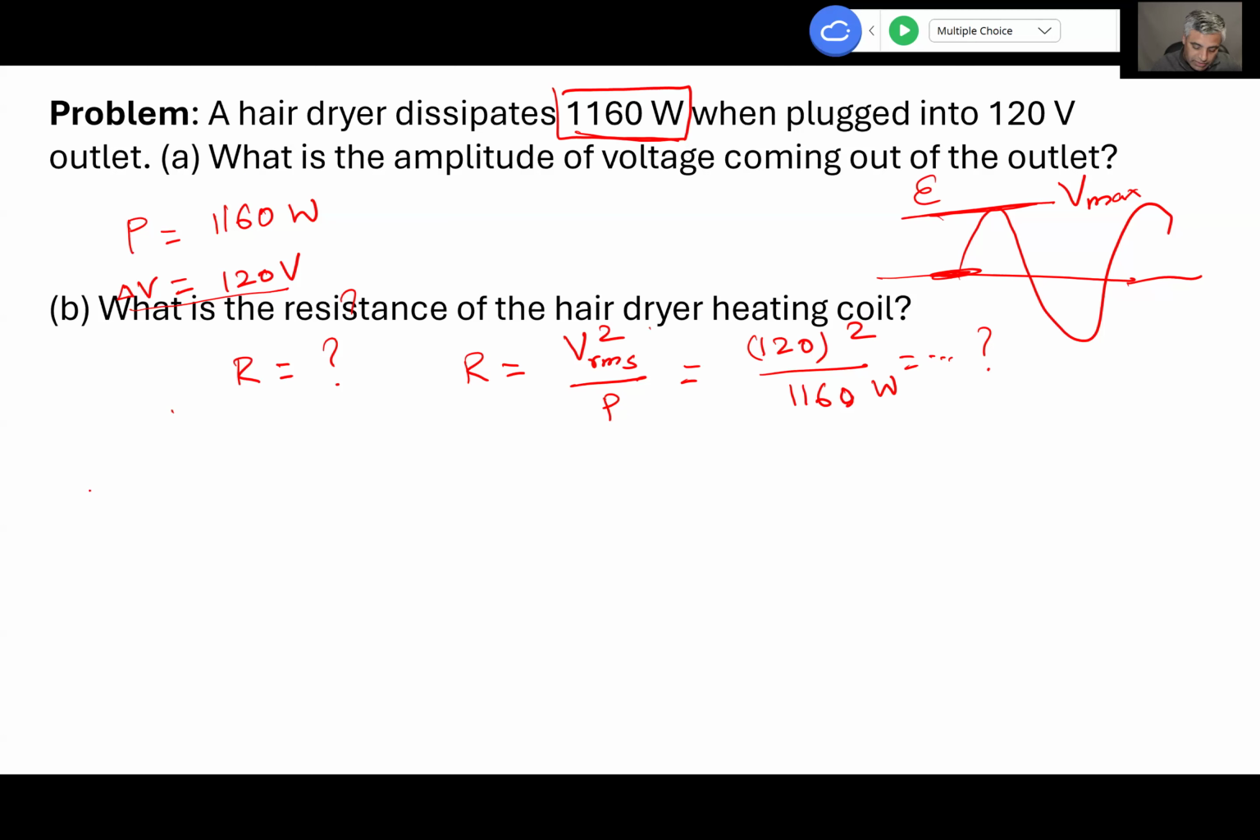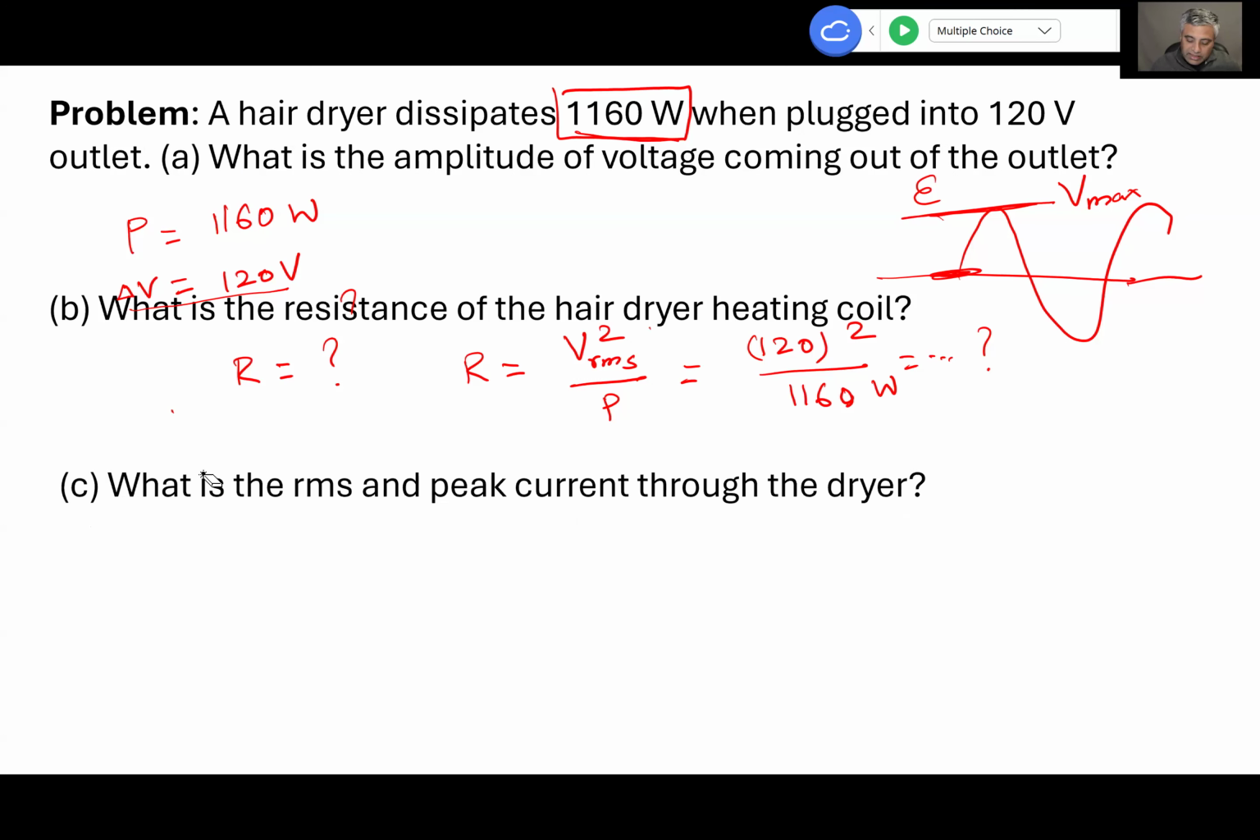Okay. So numbers, I will let you punch that. Now the part C, it says, what is the RMS and peak current through the dryer? So now we have resistance. So it's asking us RMS and peak current, okay?